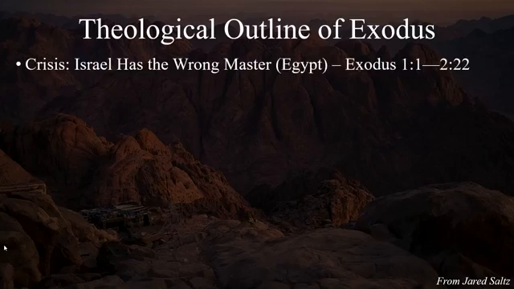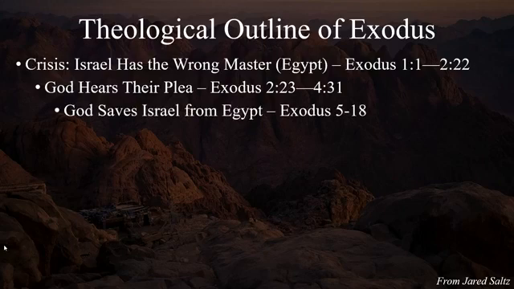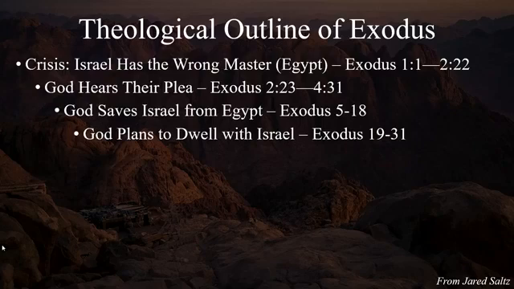So we have really two crises in the book of Exodus. And the first one is that Israel has the wrong master, and that is in Egypt. We see that God hears their plea, that God saves Israel from Egypt. Notice that this is kind of using bigger chunks of text here to see these themes. And then we see that God plans to dwell with Israel. I will be your God and you shall be my people. Well, we're going to see this same four-step pattern repeat itself in the rest of the book.